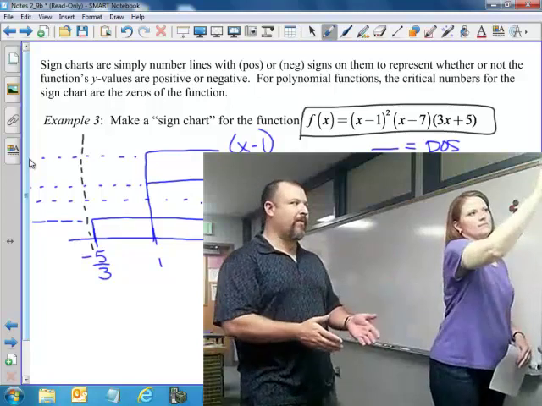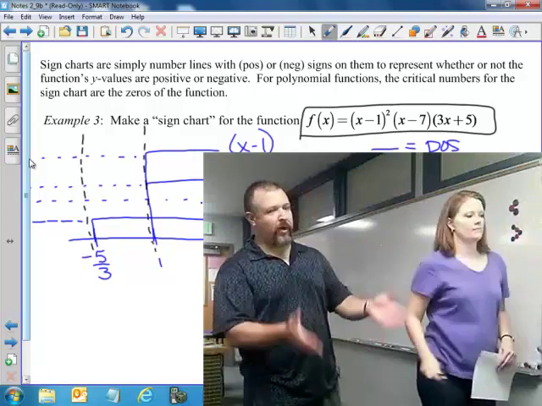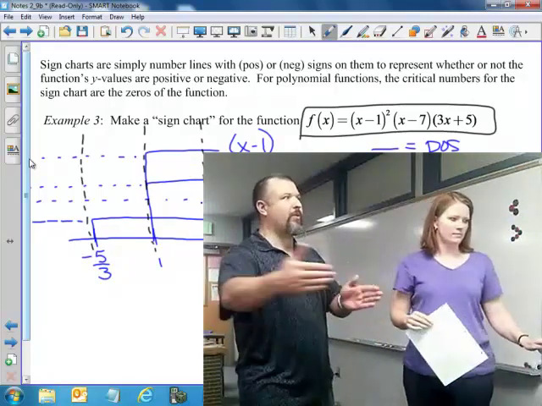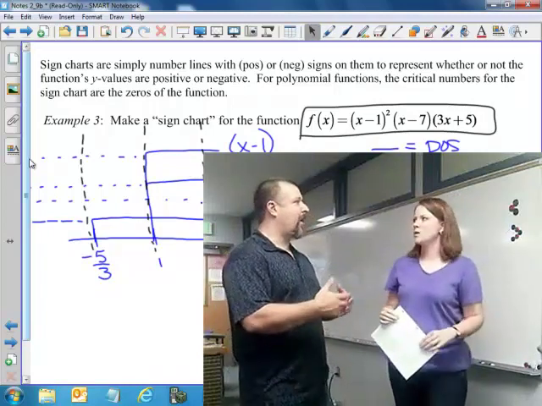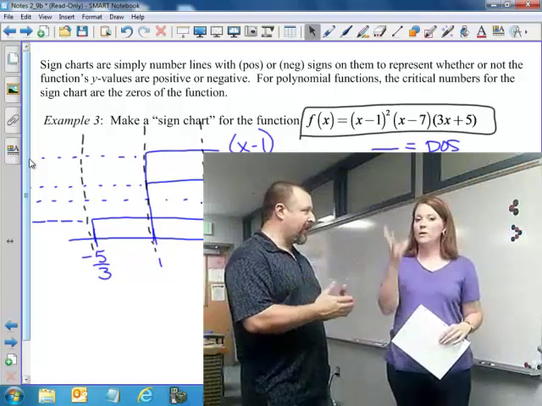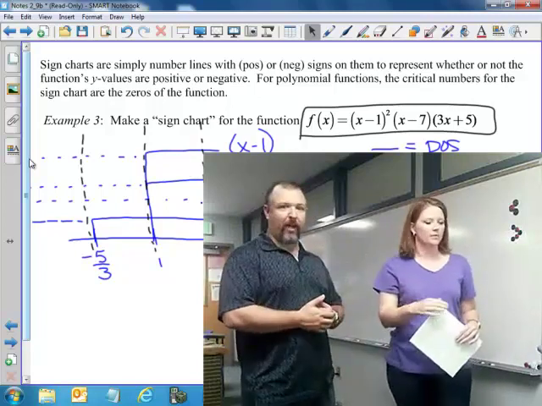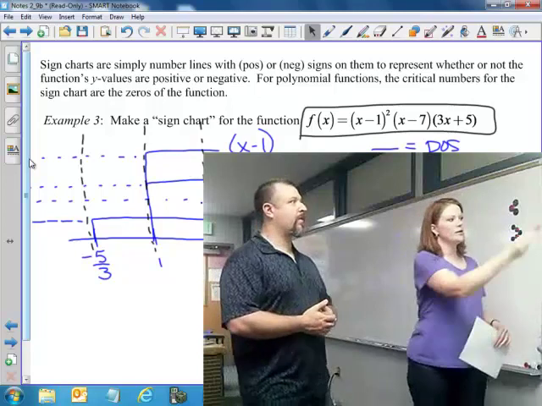We have an interval to the left of negative 5/3. We have an interval between negative 5/3 and 1. We have an interval between 1 and 7, and an interval from 7 to infinity. And all we need to do now is look at the signs of each factor in each interval and multiply them all together.